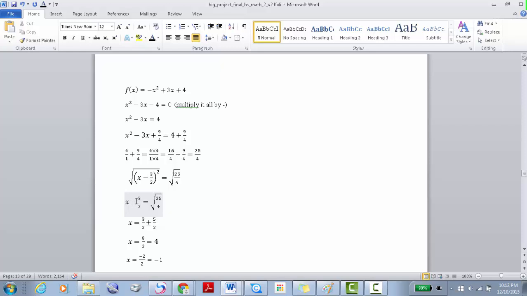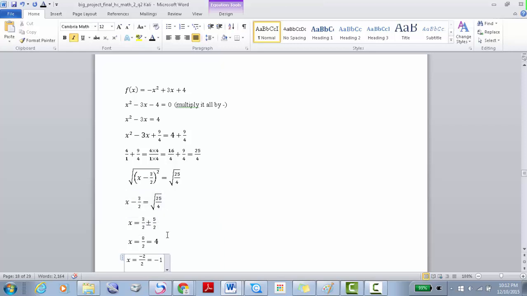Now we have to move negative 3 over 2 to the other side to find what x is. So it'll be x equals 3 over 2 plus or minus 5 over 2. And we got rid of the square root not by simplifying it, but by finding the square root of 25 over 4. The square root of 25 is 5, and the square root of 4 is 2.